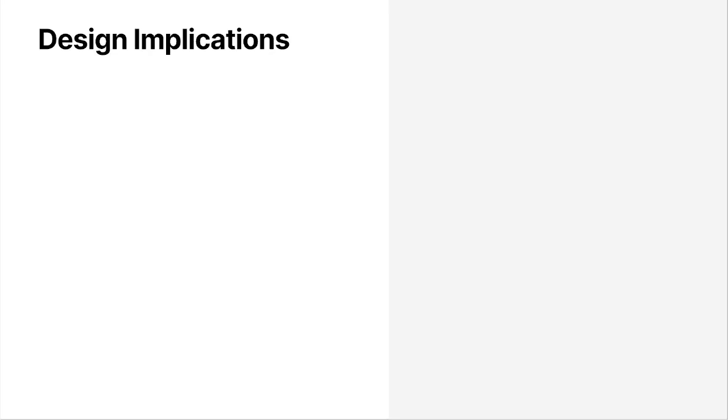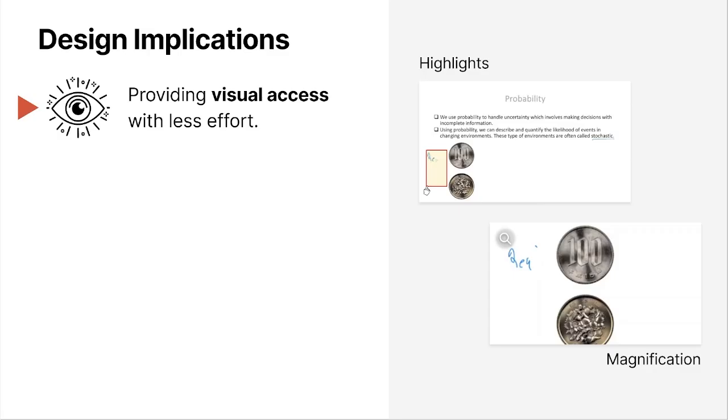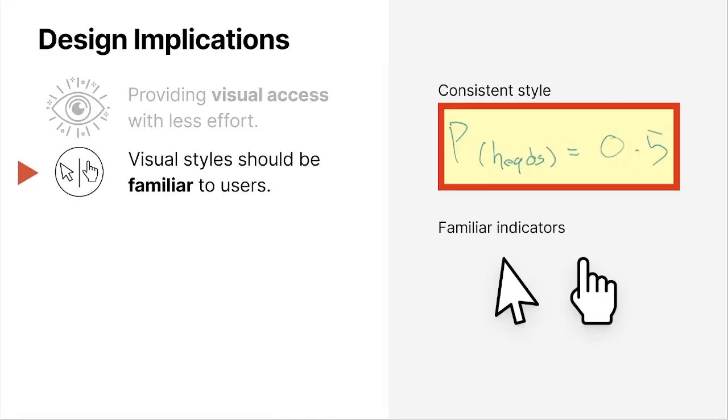So through the co-design process and the iteration, we created design implications that VeasyGuide is based on. The first one is, of course, providing visual access with less effort. And we do that through highlights and magnification or zoom. The second one is that visual styles should be familiar to users. And familiarity is something that we achieve through consistent styles throughout the video, and also using familiar indicators. So for instance, in VeasyGuide, we use mouse pointers of different shapes.